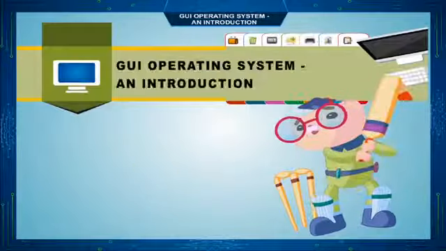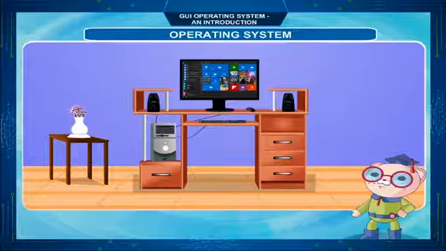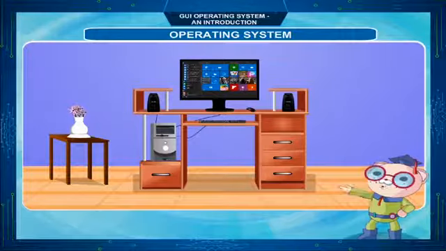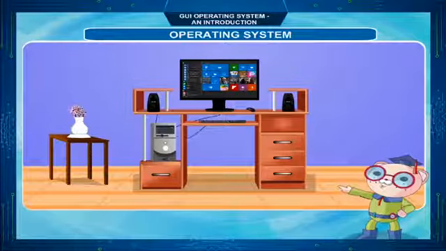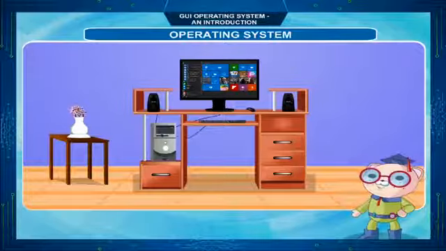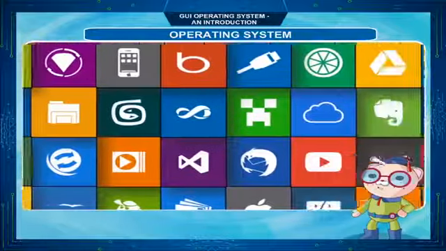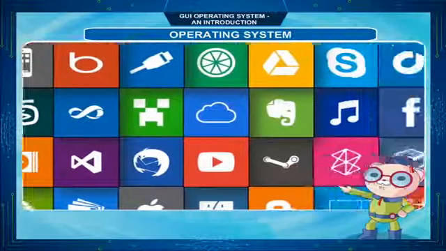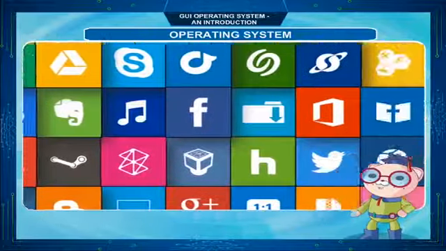GUI Operating System. An introduction. Operating System. An operating system is software that enables the computer to understand the computer components and the commands given by the user. It is the operating system only which works as an interface between the computer hardware and the user.